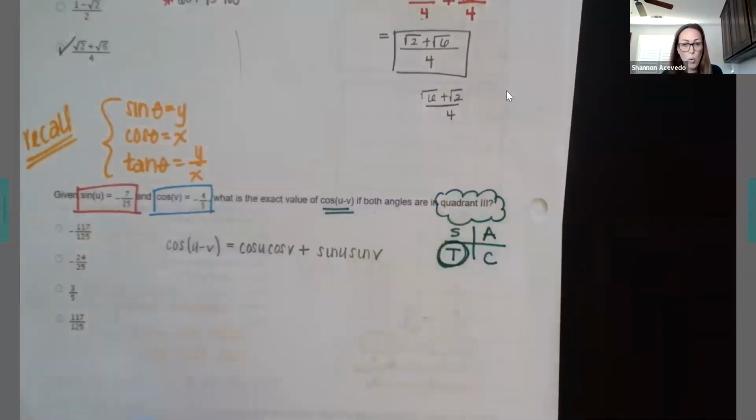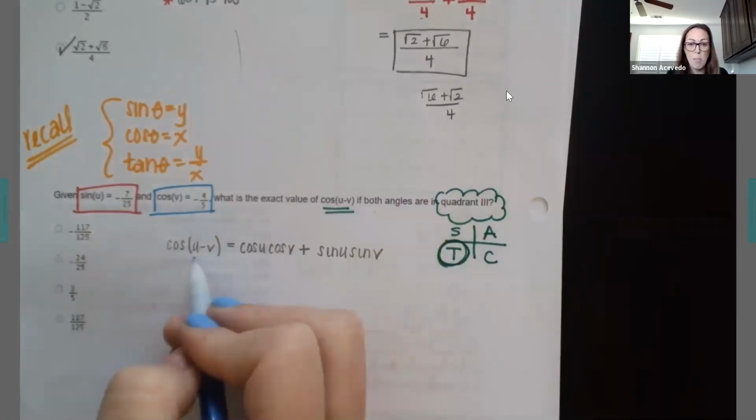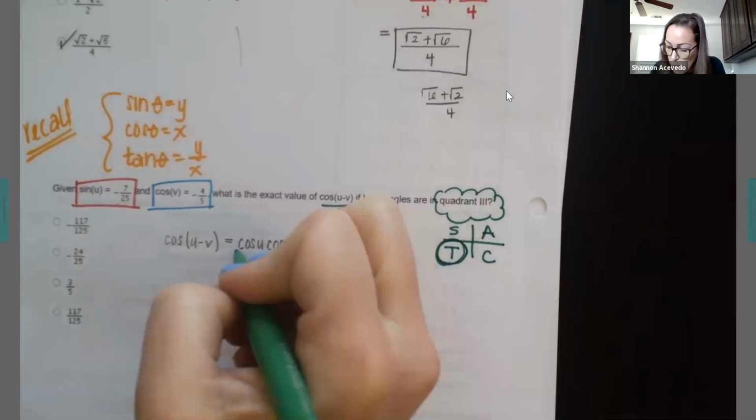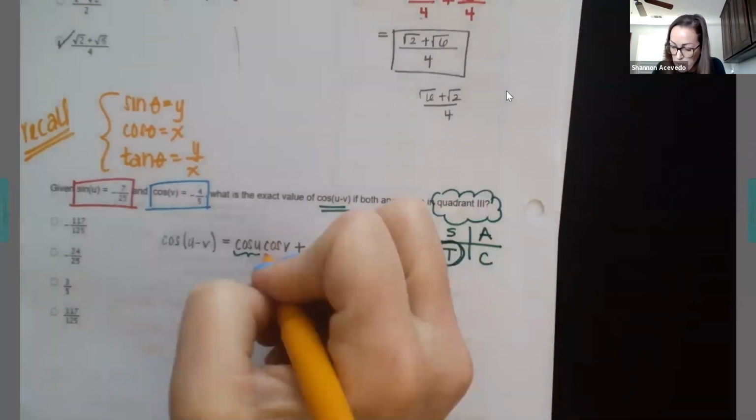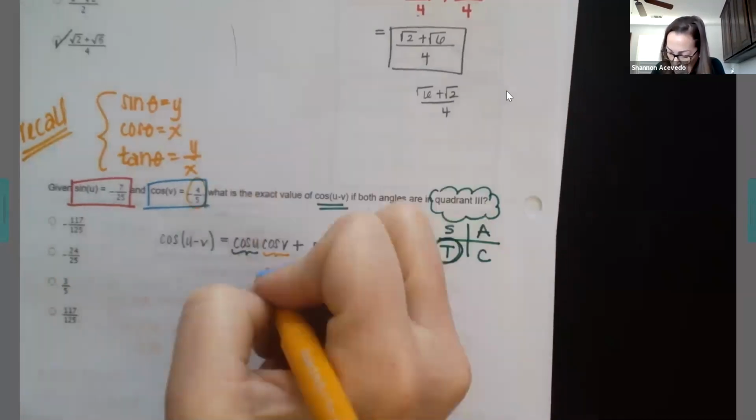So notice totally different equations depending on what you're using. It's very important that you look at what you're solving and match it up to the right equation. So here's the equation we're going to use. If that's the case, then I need to know cosine of u and cosine of v. Oh, look, I already know cosine of v. That was given to me right here. So I know that this is -4/5.